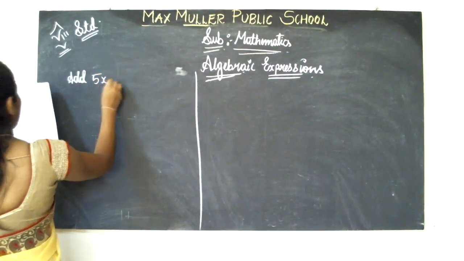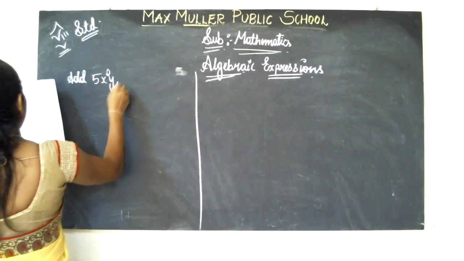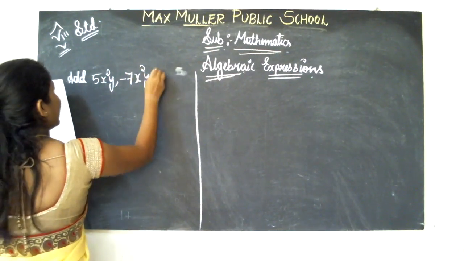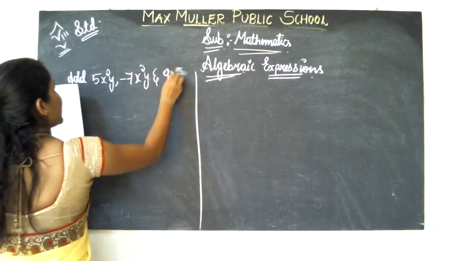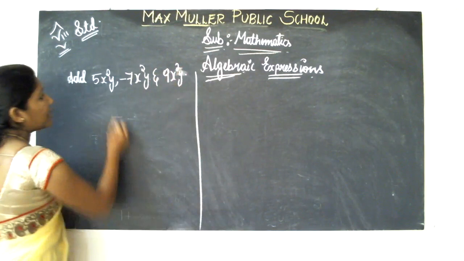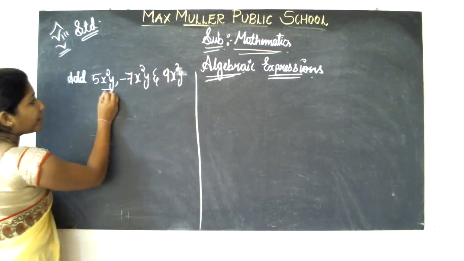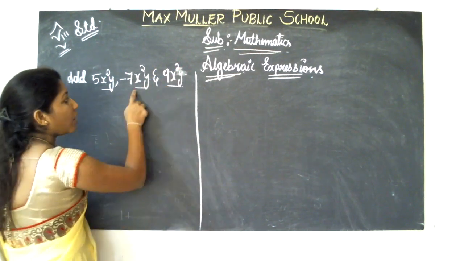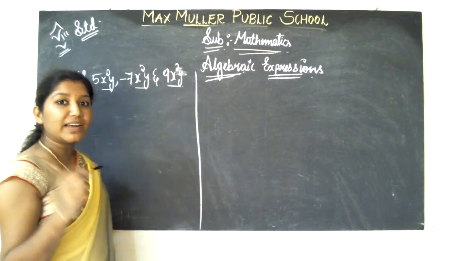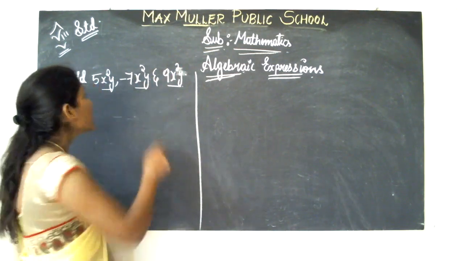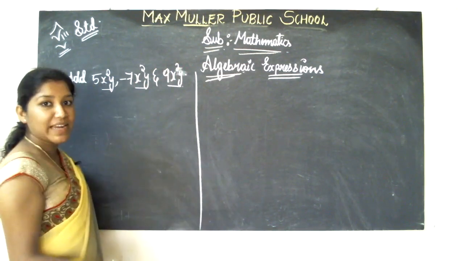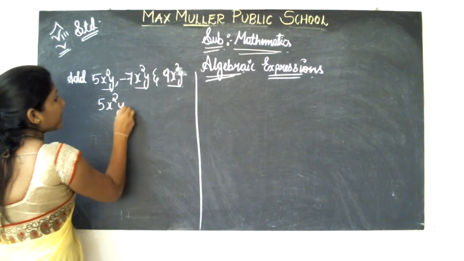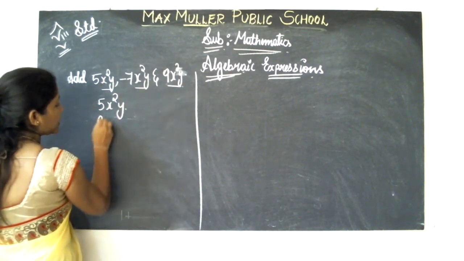Add 5x square y, minus 7x square y and 9x square y. See here, first you have to see whether all the terms have the same variables. That is what is under like terms. Like terms means having the same variables. Understood? See, 5x square y and 9x square y both have positive signs here.